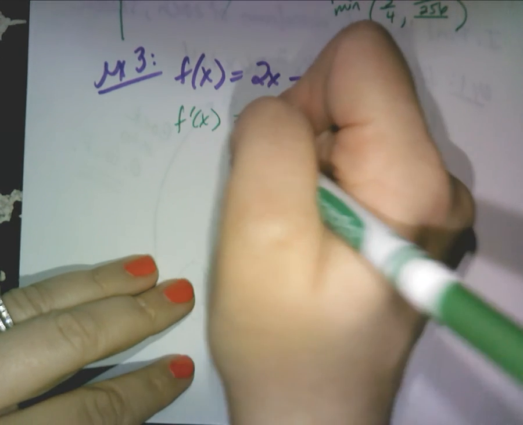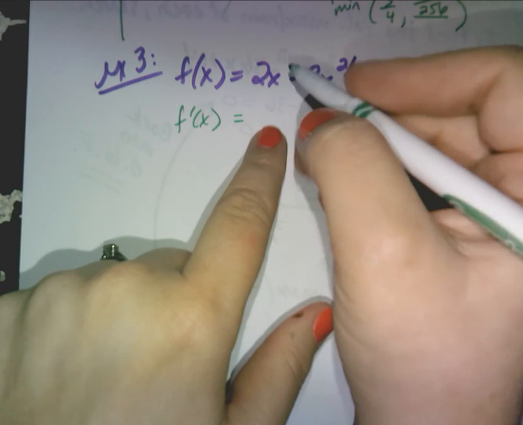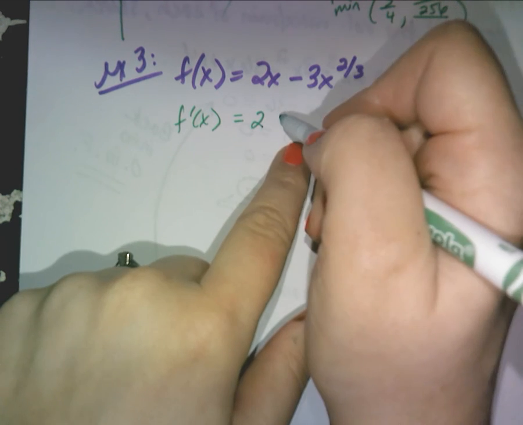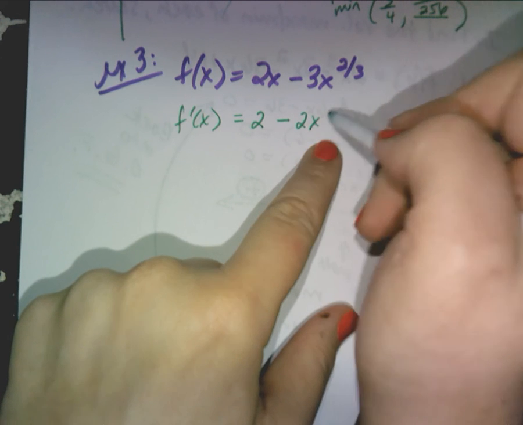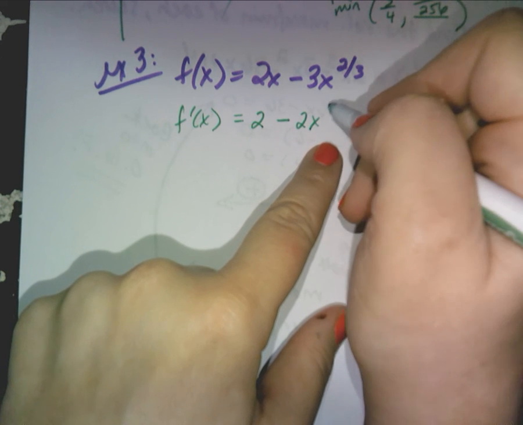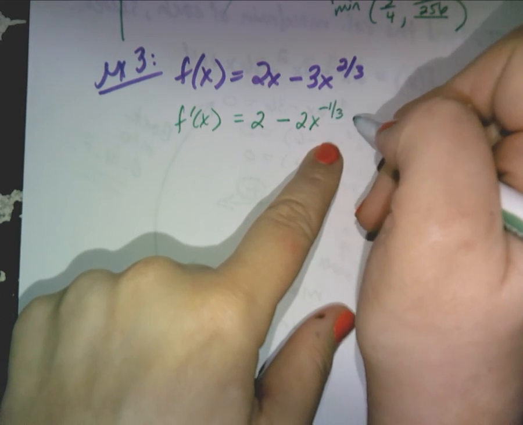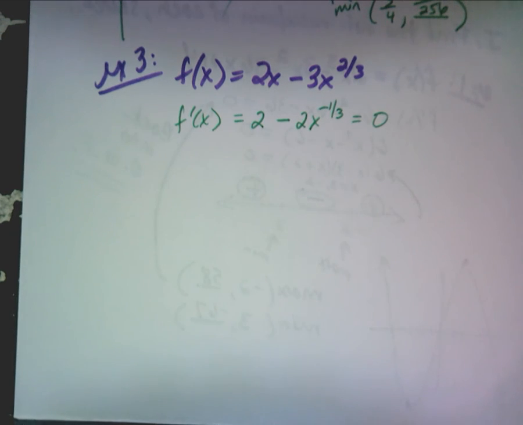Take a derivative. This would be 2. This would be 3 times 2/3, which is negative 2. X minus 1 to the negative 1/3 equals 0. Okay.